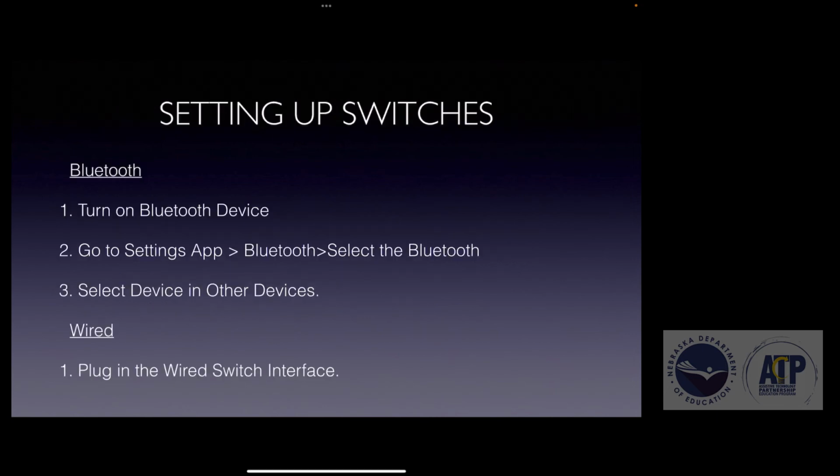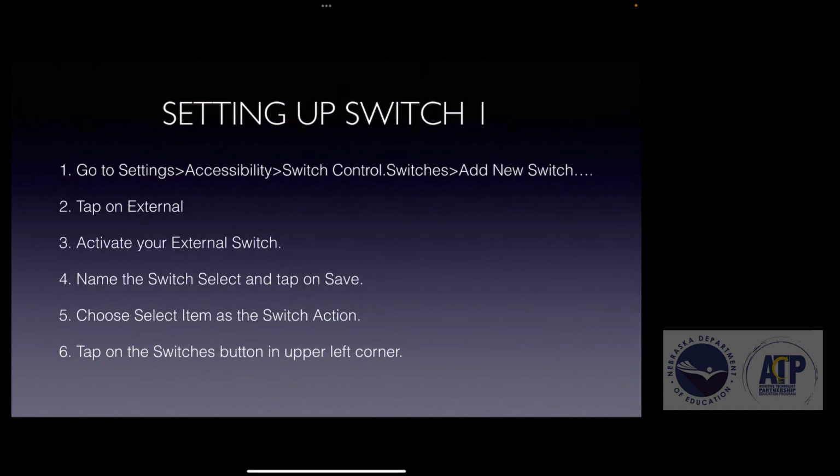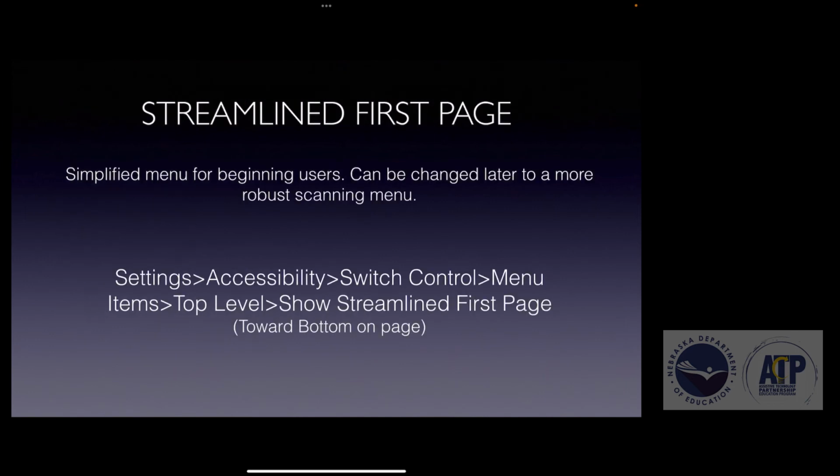So basically, setting up switches, I'll walk through this real quick and then we'll set up a switch. You're going to make sure you have configured your Bluetooth device, or if you plugged in a wired device, it's ready to go. You're going to set up one switch if you're going to use automatic scanning. If you're going to use step scanning, you're going to set up two. The instructions will walk you through how to do that, but I'll walk you through real quickly how we're going to do that.